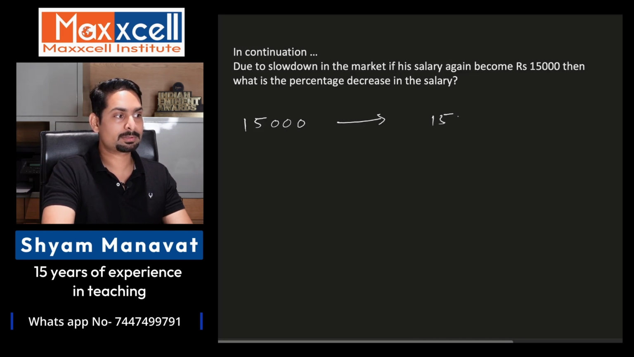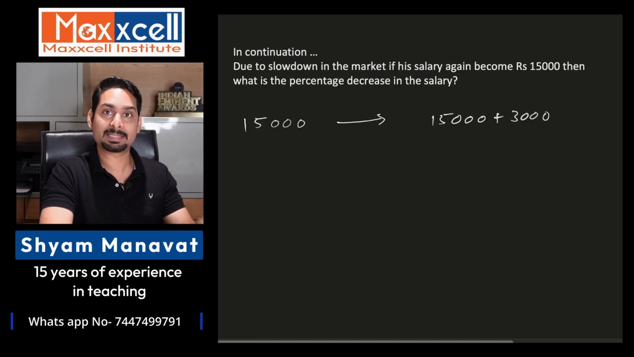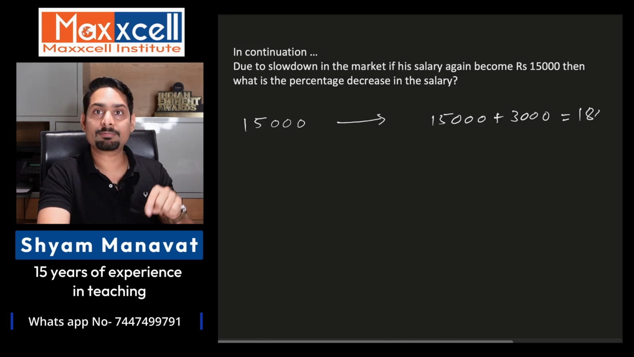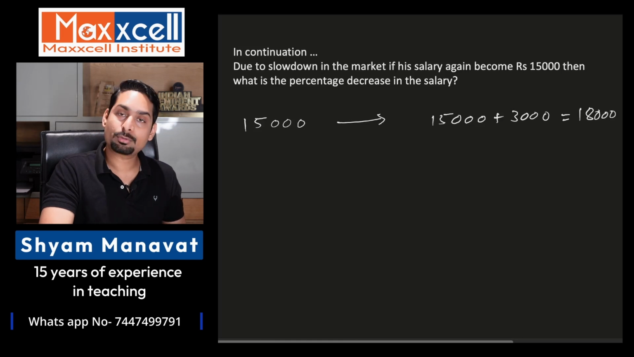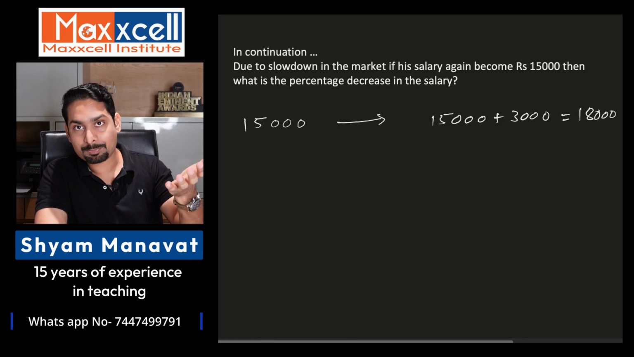Come on, become how much? Increases by 3,000. There is an increment of 3,000. So salary becomes how much? 18,000. So as of now, the salary of Rajesh is how much? 18,000. But due to slowdown in the market, the salary again decreased and became 15,000.